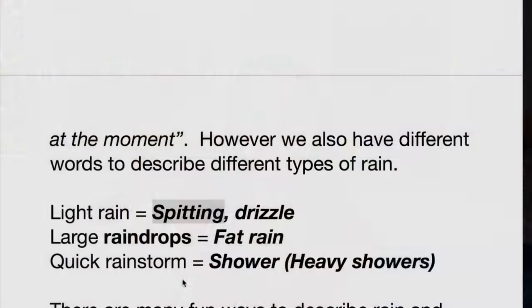Coming back to the word umbrella, Iva has made a good point. We can also call it a brolly for short. A brolly, B-R-O-L-L-Y, a brolly. We often say that. I forgot my brolly. It's nice and easy. Easier than umbrella. Okay. So another word for light rain could be drizzle.